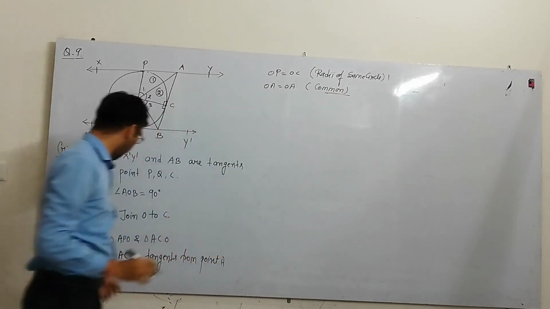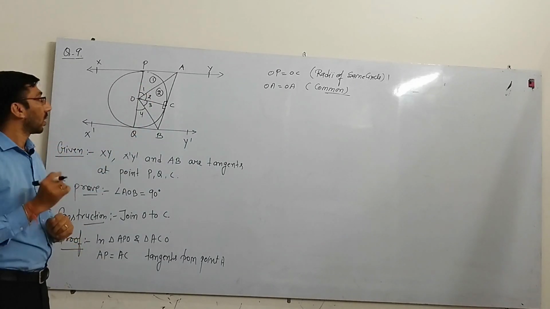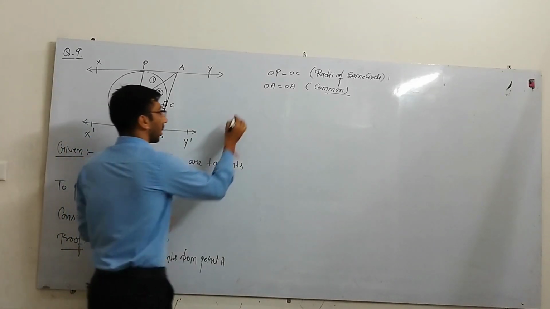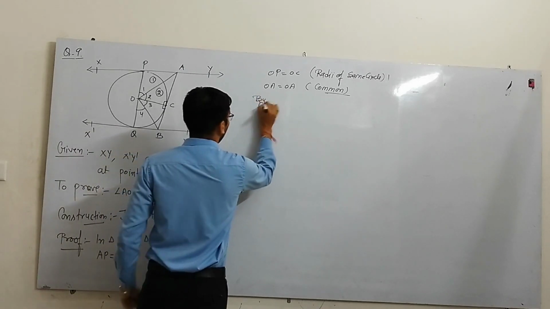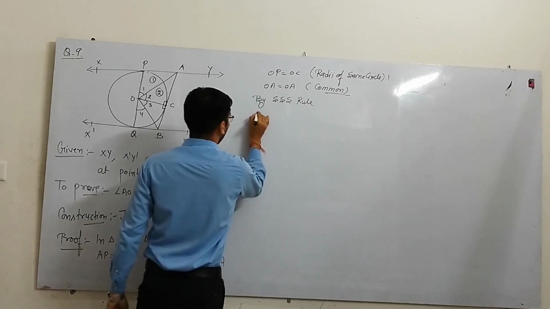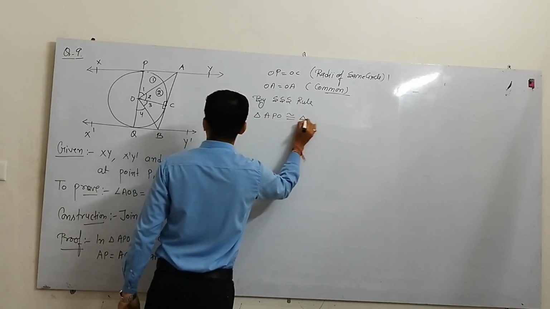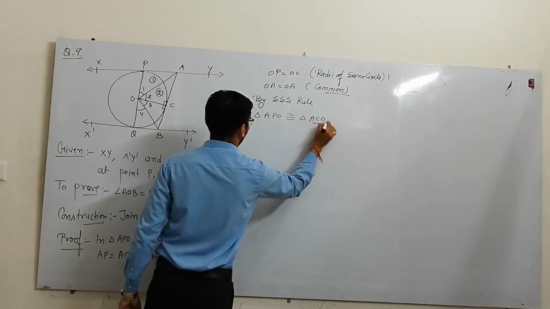So as we are getting 3 sides, these 2 triangles are congruent by SSS. So we can write by SSS rule, triangle APO is congruent to triangle ACO.